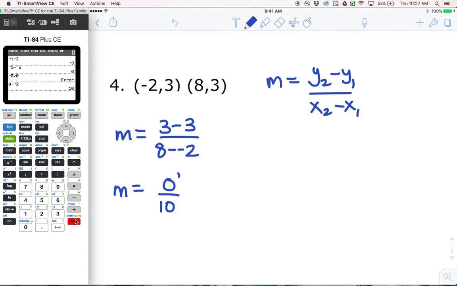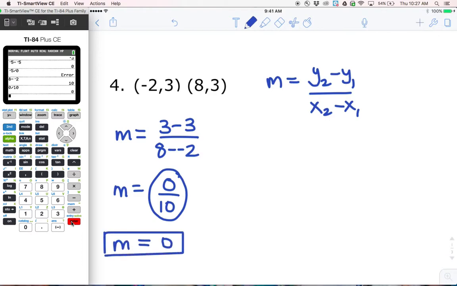All right, now again, we got a 0 happening, so we're a little uncomfortable here. What's my slope of this? Check your calculator. What's 0 divided by 10? Well, that's just 0, right? That's just 0. So we're going to make sure that we write out that the slope is 0.